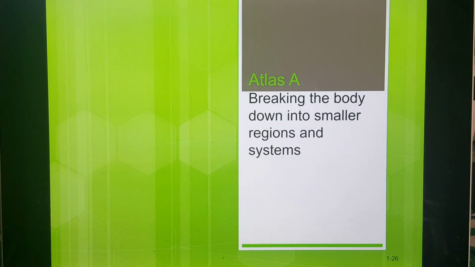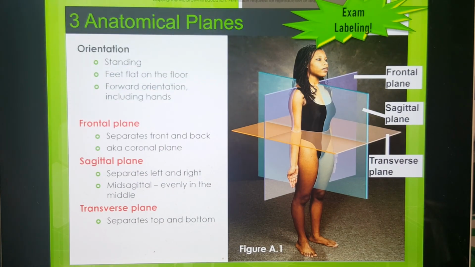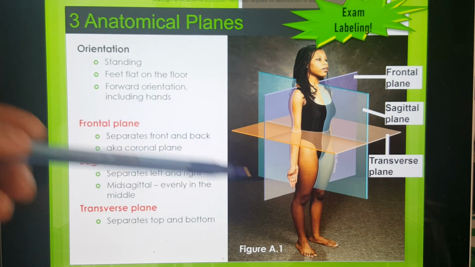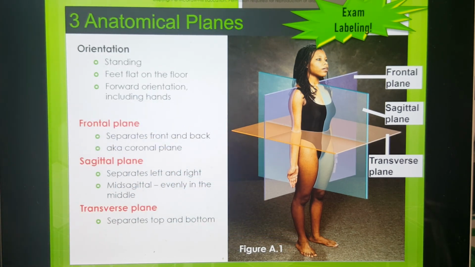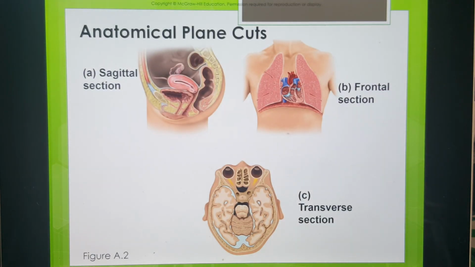The rest of this chapter is what's called Atlas A. It basically takes the body and breaks it up, so we have different planes for looking at where things are located in the body. We have our normal anatomical position. Even if your patient is lying down, you still reference their body as standing up, feet forward, palms facing forward, and that way you're able to tell where you're referencing different directions. You can also make different cuts, and you can see different things on these different sections.